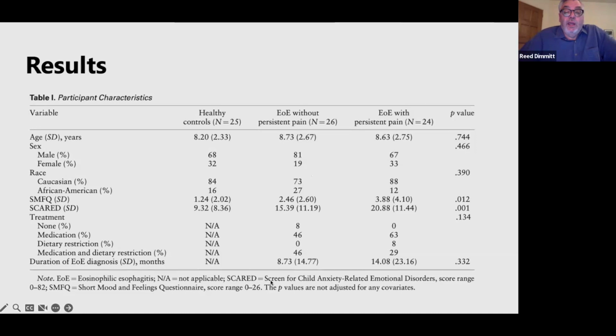But when we looked at the Short Mood and Feelings Questionnaire, in terms of how you were feeling about your global health, the people who were healthy had a score of 1.24. Those that had EOE without pain had 2.46. The lower the score, the better here. So there was a statistical difference across groups, but the patients with EOE and persistent pain had a much poorer feeling of life. And then when you looked at screens for child-related anxiety and emotional disorders across the board, it too was statistically higher in the group with persistent pain.